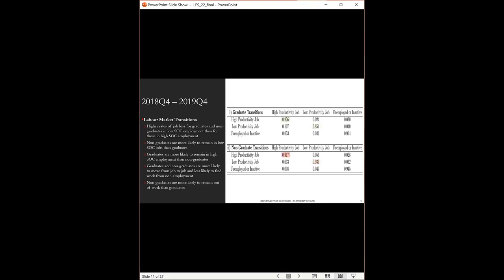Also, we see that graduates are more likely to remain in high SOC employment than non-graduates. Graduates and non-graduates are more likely to move from job to job than they are to move from non-employment into employment. And finally, we find that non-graduates are more likely to remain out of work than graduates.